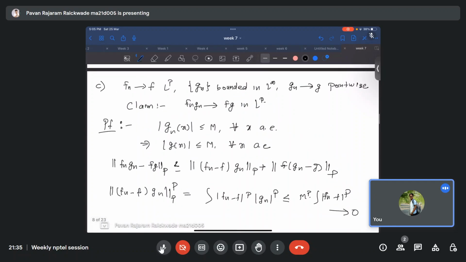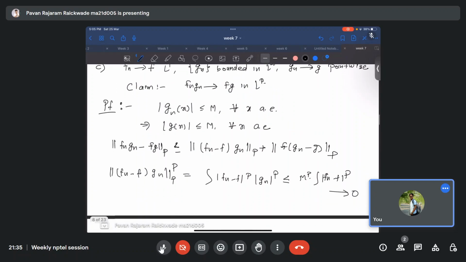And the second one, f times gn minus g. This follows from the dominated convergence theorem. Actually, you can check now. The dominated convergence theorem implies that the second quantity, the norm of f times gn minus g, goes to 0.